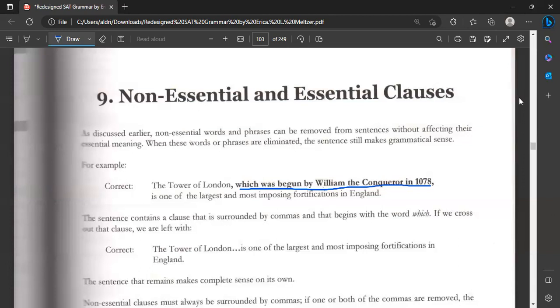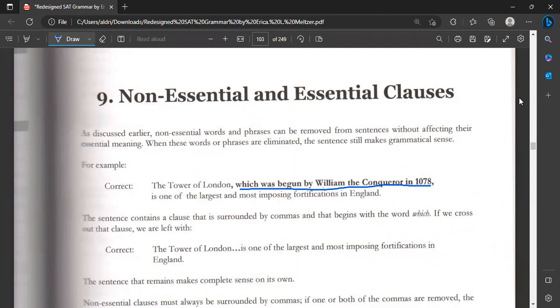The clause that's in bold right now, if we take it away, just like you said, we can have: The Tower of London is one of the largest and most imposing fortifications in England. So this doesn't take away from the essential meaning of the sentence. The sentence still makes grammatical sense. And, which was begun by William the Conqueror in 1078, if you notice, just gives more information about the Tower of London, so it just modifies that. All right, that's pretty much what non-essential clauses are.